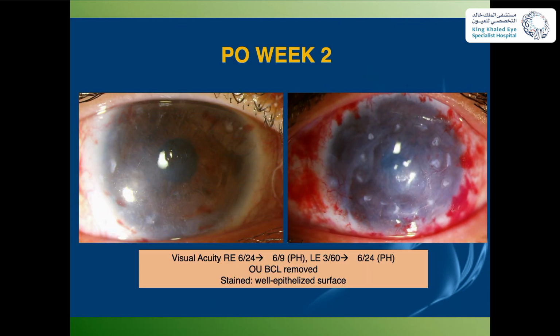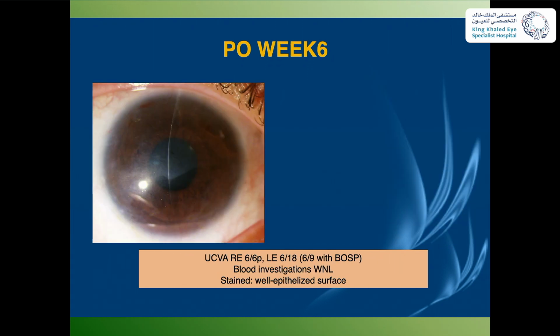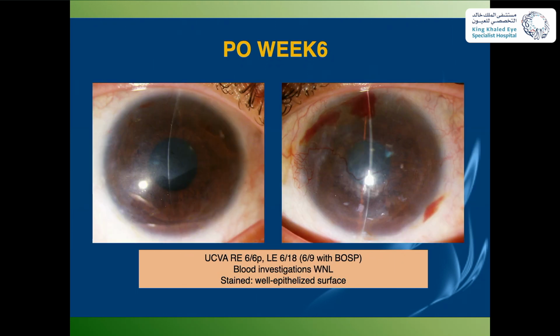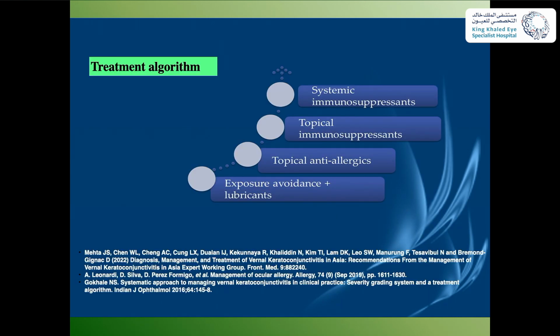This is about 2 weeks later. 6 weeks later, she improved to 6/6 in the right eye and 6/18 unaided, and 6/9 with the PROSE lens. And the surface is well epithelialized. Now she is back in Australia and working. And there is a doctor connected with me who is taking care of her.